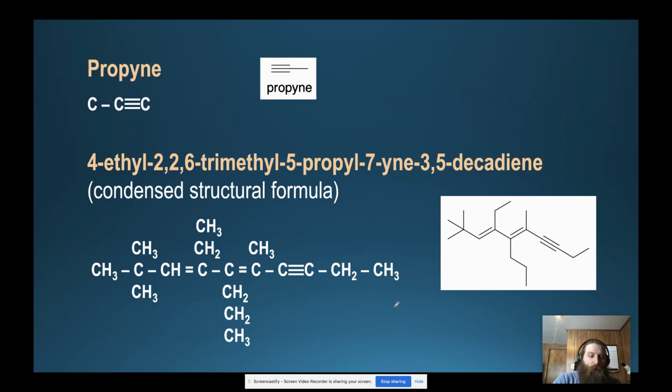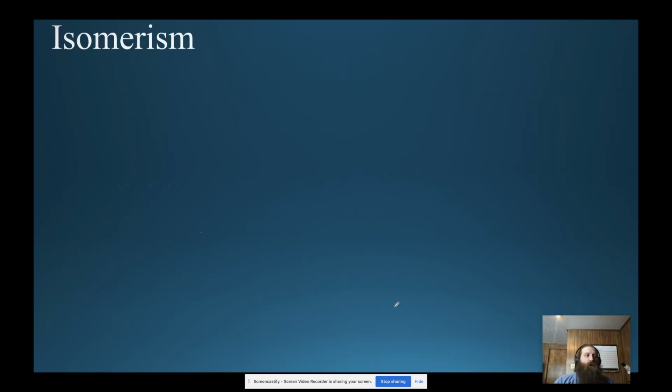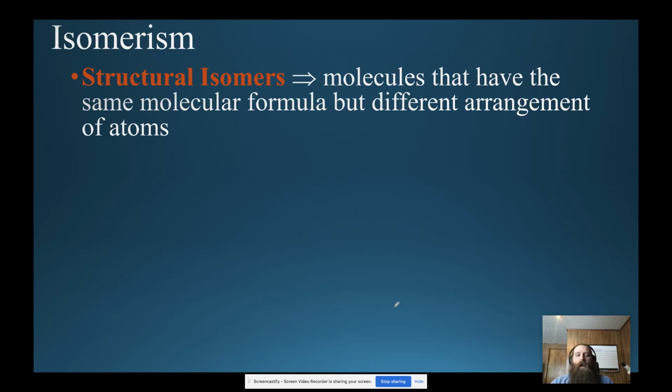Now, when you look at this molecule, you might think, oh, this is a static molecule. It's just going to sit there. Well, that's not really the case. We have something called isomerism in organic chemistry. And a structural isomer occurs when molecules that have the same molecular formula arrange in different ways. So what might that look like?